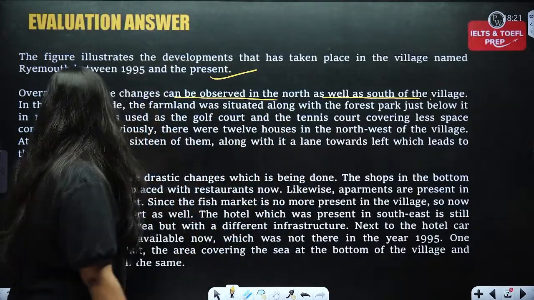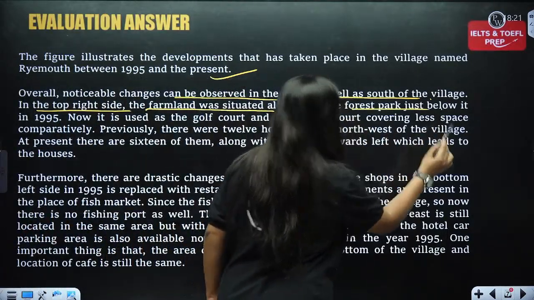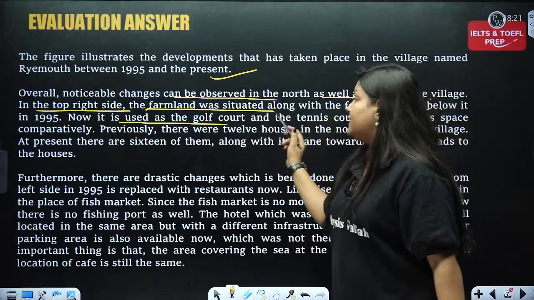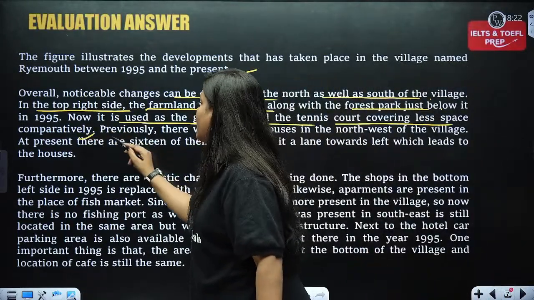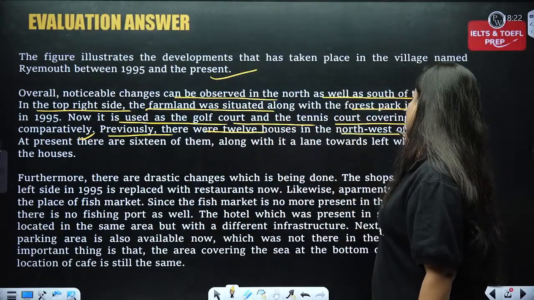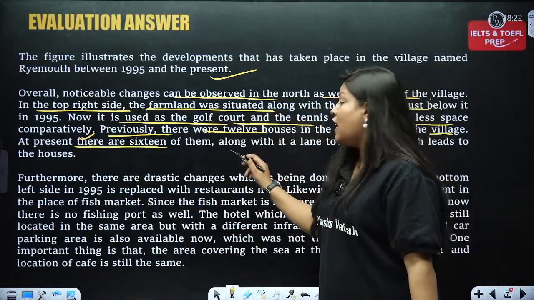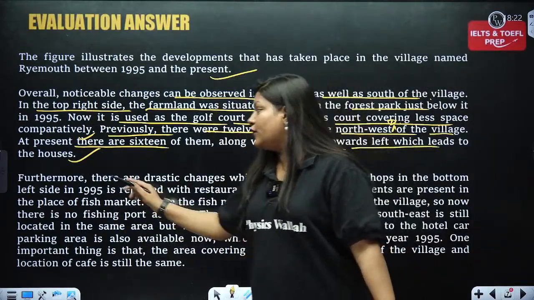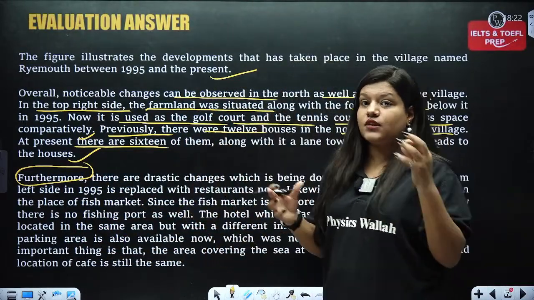Now, so in the top right side, the farmland was situated along with the forest park just below it. Okay, fine, fair enough. In 1995, now it is used as the golf course and the tennis court, covering less space comparatively. Fine, fair enough. Previously, there were 12 houses in the northwest direction of the village. At present, there are 16 of them. Along with it, a lane towards left which leads to the houses. Fair enough. Furthermore, now here is a good usage of connector and a cohesive device, which is something I'm going to appreciate.